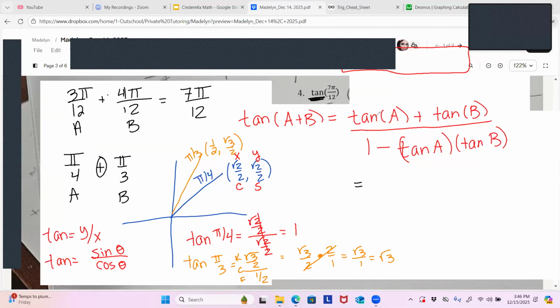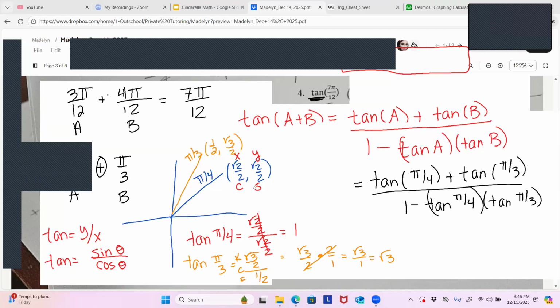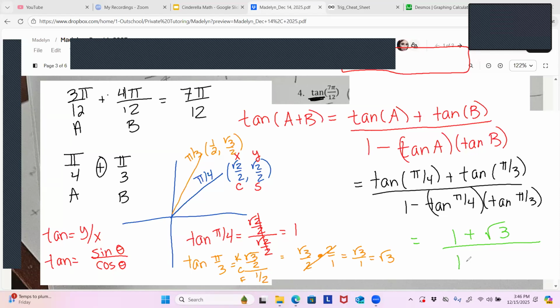So going into that red formula, it says we need tan of A. So we need tan of pi over 4, because that was our A, plus tan of B, which is pi over 3, all over 1 minus tan of A times tan of, oops, but what's our A? Sorry. Pi over 4, tan pi over 3. Okay, but we've already worked all that arithmetic out. We just need to plug it in. So we have tan of pi over 4, so 1 plus tan of pi over 3, root 3. And then on the bottom, 1 minus 1 times root 3.